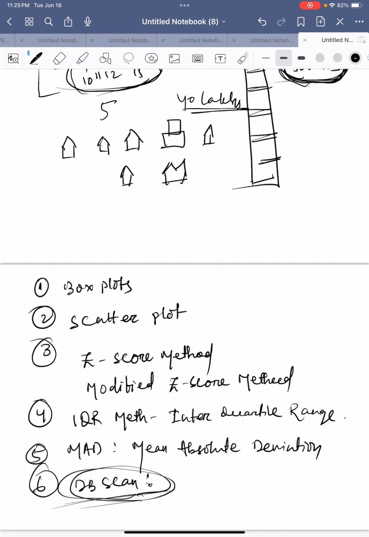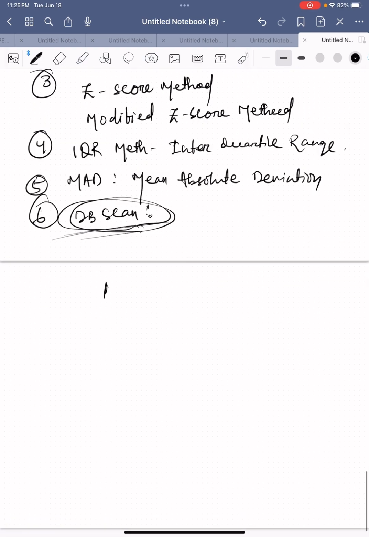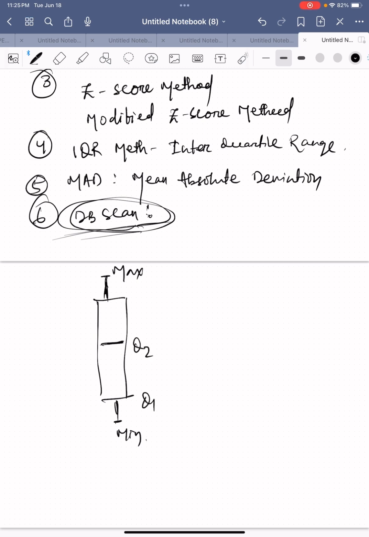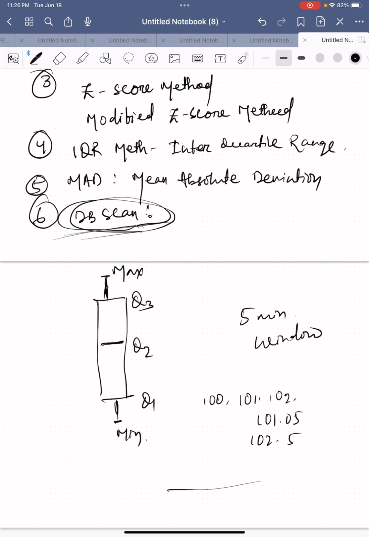Okay. So for example, a box plot: if you looked at stock prices, you must have seen how a box plot looks. This is the minimum value, this is the maximum value, this is Q1, this is Q2, and this is Q3. Let's say we have stock prices for a 5-minute window. In these 5 minutes, the stock went up to 100 rupees, 101, 102, 101.5, 102.5, like that. Let's say this is your time and this is your price.